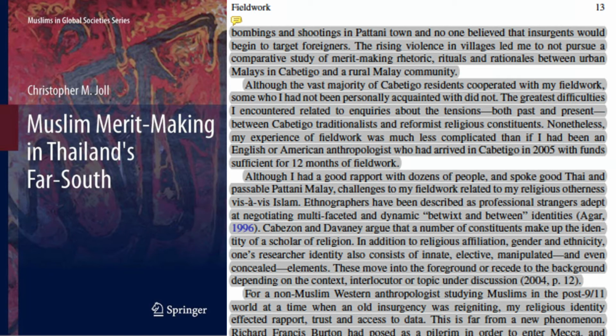So let's just pop on down. I take a bit of time to explain how I understood my identity as a researcher. And I quote Agar, who refers to anthropologists being professional strangers, adept at negotiating multifaceted and dynamic betwixt and between identities. This was a train of thought that I found very helpful and resembled my own personal experience.